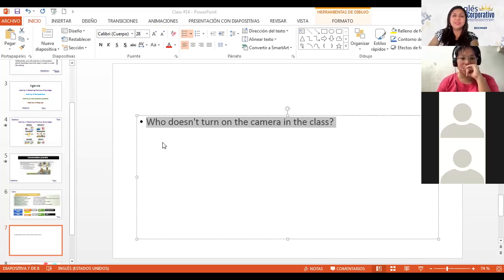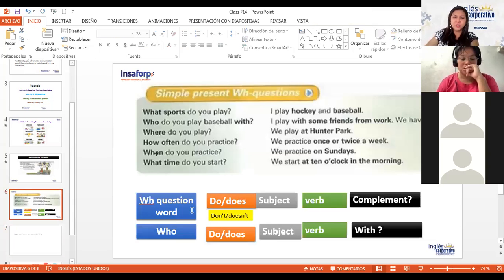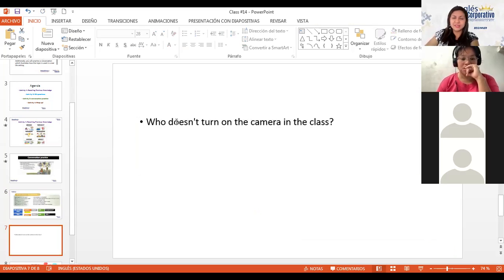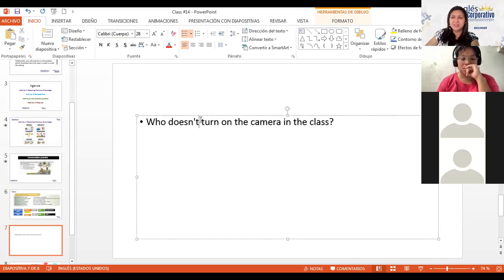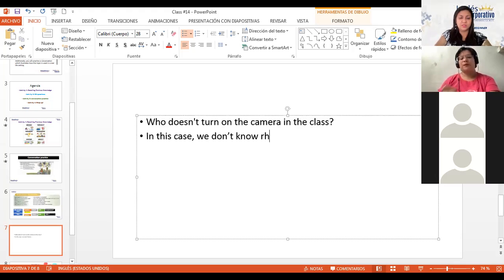Entonces, como aquí, si se fijan, miren la estructura. WH question, do or does, or don't and doesn't, subject, verb, and complement. WH question, doesn't, verb, complement. We are missing here something. The subject. There is no subject. And it's correct. Why? Because in this case, we don't know the subject of the action.